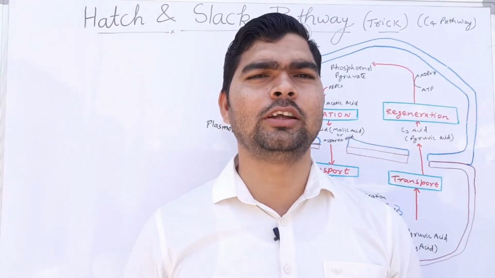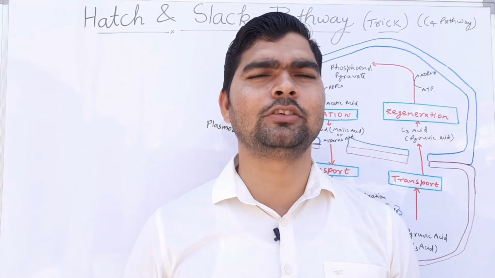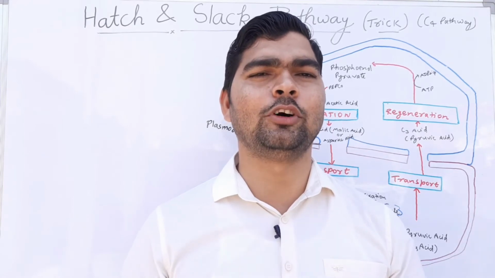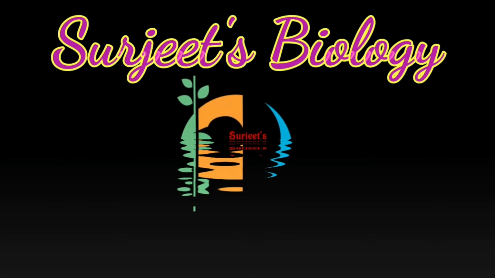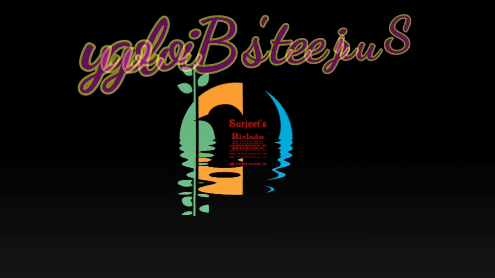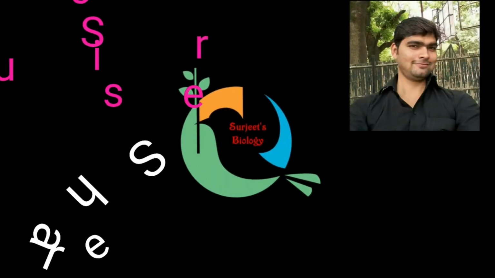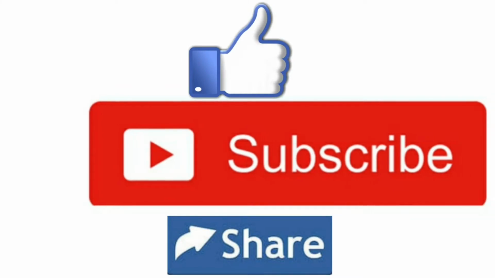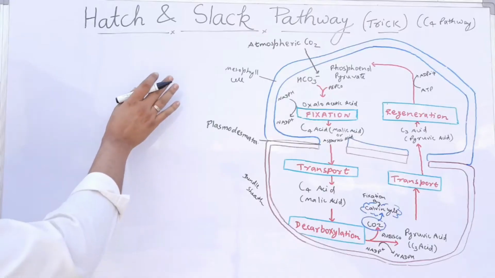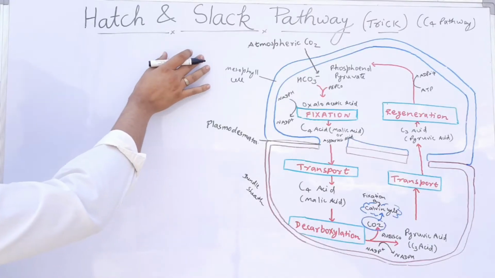Today I am here to tell you a very easy trick to remember the Hatch and Slack cycle, that is called the C4 pathway. So now let's watch it. Friends, now let's talk about the Hatch and Slack pathway, which is called the C4 cycle.